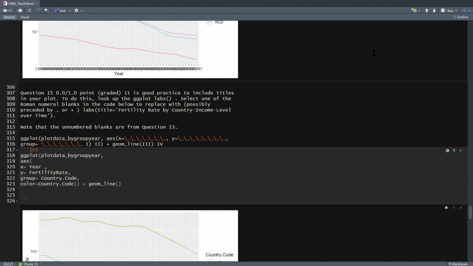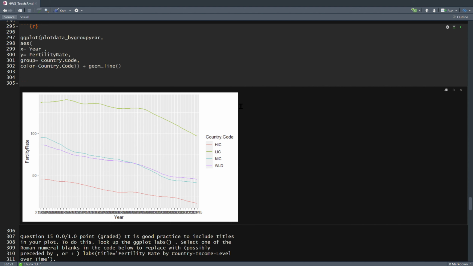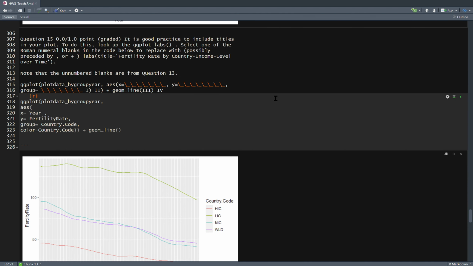This question says that we need to insert some title to the graph plot we created earlier. Now we need to put some titles to that, and the way to put a title is labs. That's the command we need. The question here is where we need to put this instruction. The choices are different Roman numerals provided, 1, 2, 3, and 4, and that's what we need to decide here.